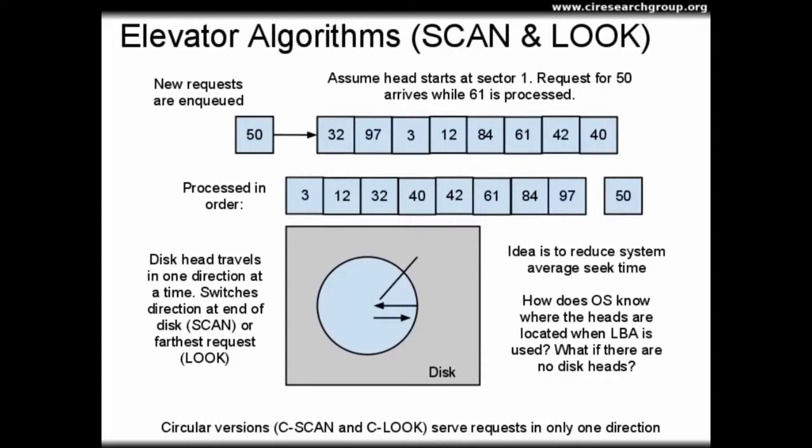Now, there are a few optimizations of the simple scan algorithm. The original algorithm proposed that the head would move all the way from the beginning of the disk to the end of the disk and then all the way back to the beginning. The look algorithm improves upon this behavior by moving the head only as far as the highest numbered request before changing directions and moving it back down. The circular versions of the algorithm, C-scan and C-look, only serve requests moving in one direction. So for example, with circular scan, the head would start at the first sector, move all the way to the end of the disk, servicing requests, and then come all the way back down to the first sector without servicing any requests and start the process over again.